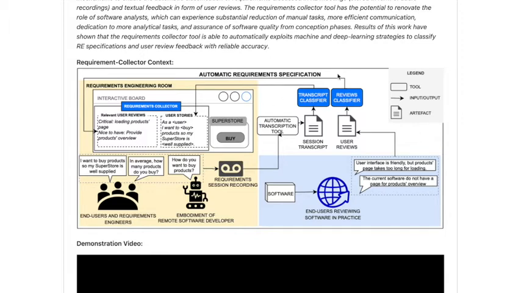In particular, this demo proposes two main components to enable the implementation of this vision: the transcript classifier and the review classifier. The transcript classifier helps to automatically transcribe and classify, transforming into user stories, speech or topics discussed during a requirement engineering conversation. From the other side, this information about specification is also enhanced by considering user feedback that can provide other information about aspects to improve about the software.